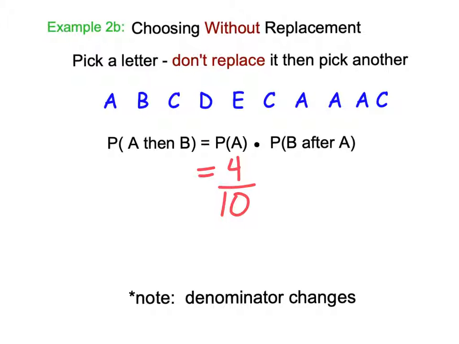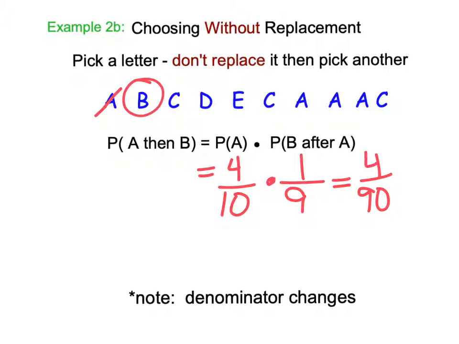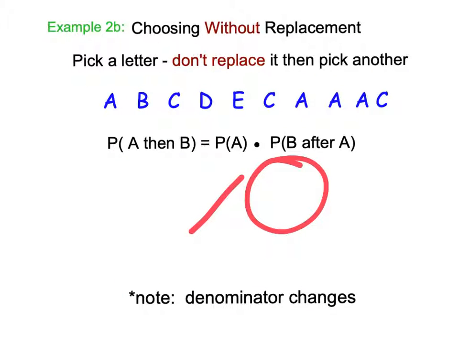But now that A is held onto and not put back into our list of options for the second round, I only have 9 possible outcomes. And I still only have 1 B. So that's how you'd write the ratio of probability for the second event. Then you go ahead and multiply, and you get 4 out of 90. That can be reduced to 2 out of 45. The key here is to note that the denominator changes in the second ratio.